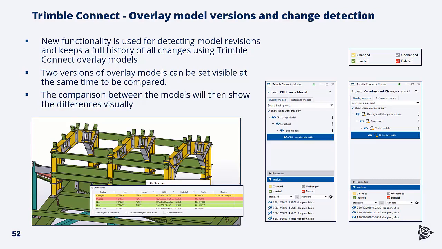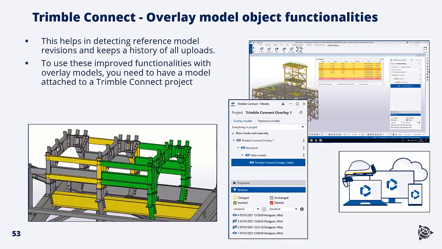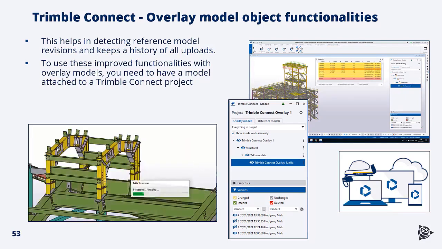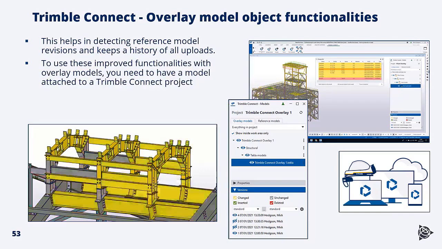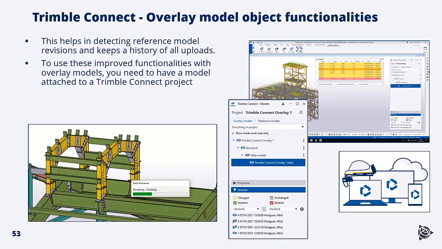This is great for people working on projects where they can quickly identify physical changes that have been made to the model and uploaded to Trimble Connect. This helps in detecting reference model upload revisions and keeps a history of all the uploads so that you can look at the changes between the first upload and the final upload, or the first and second upload, etc. To use these new functionalities, you need to have the model attached to a Trimble Connect project.